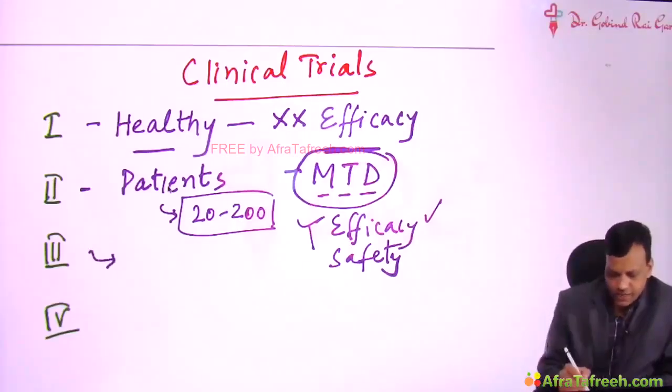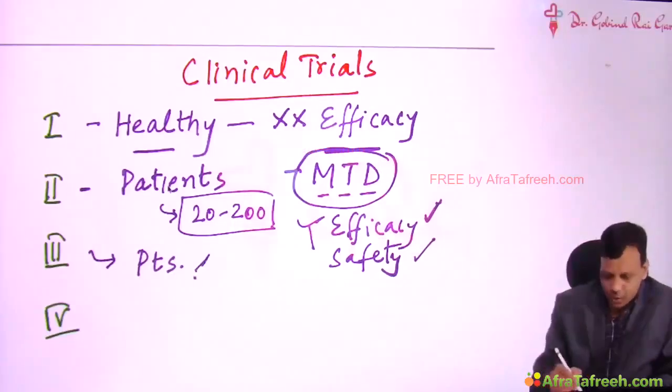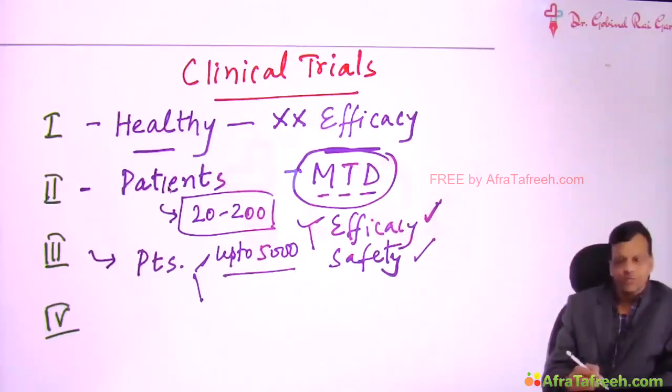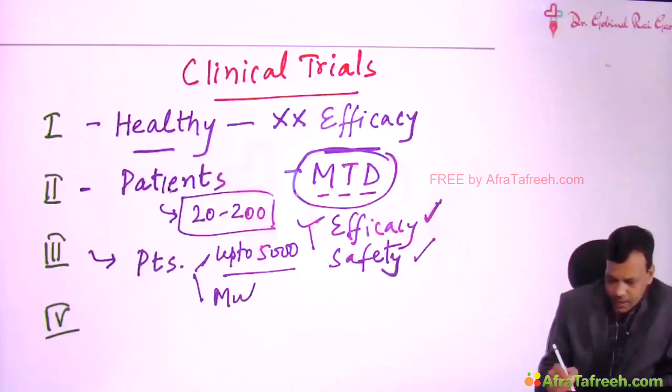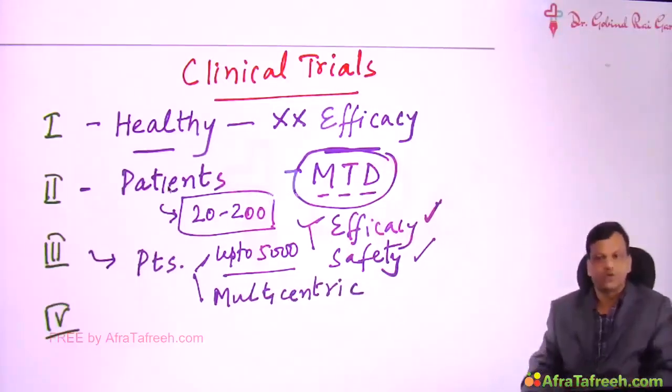So phase 3 trials are done in the same, that means patients. We do the same thing, that means efficacy and safety. But the differences are two. One, there are a large number of patients. We do it in thousands of patients, usually 2,000, 3,000, up to 5,000 patients. And second, it is done at multiple centers. We enroll the patients from all over the country, sometimes from different countries also.